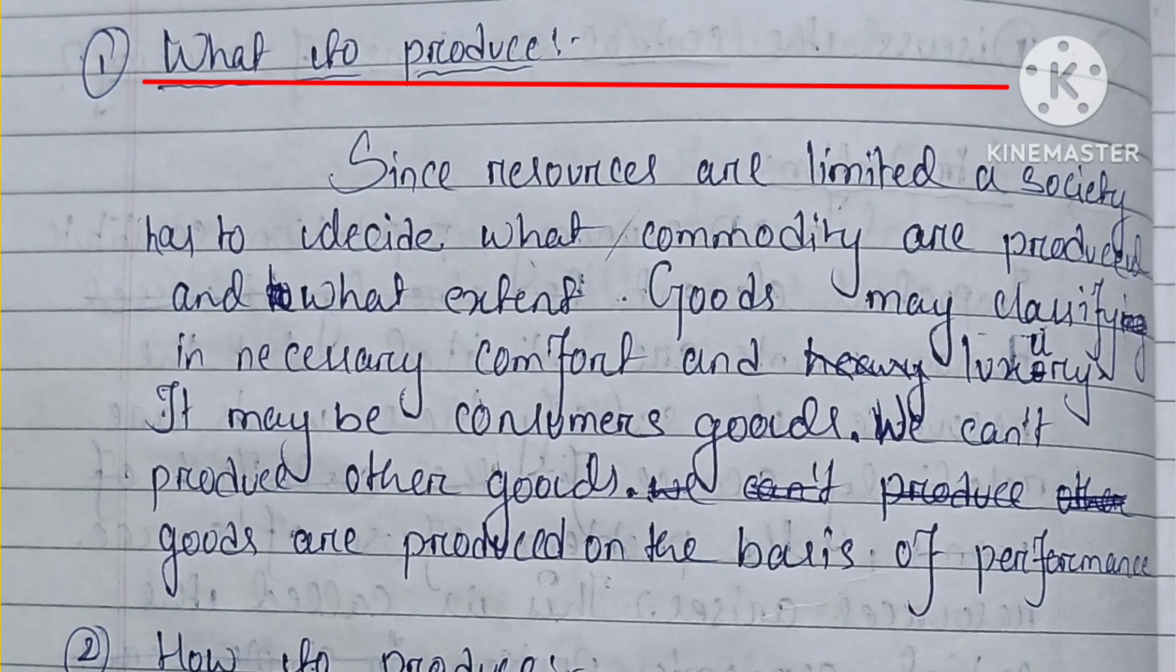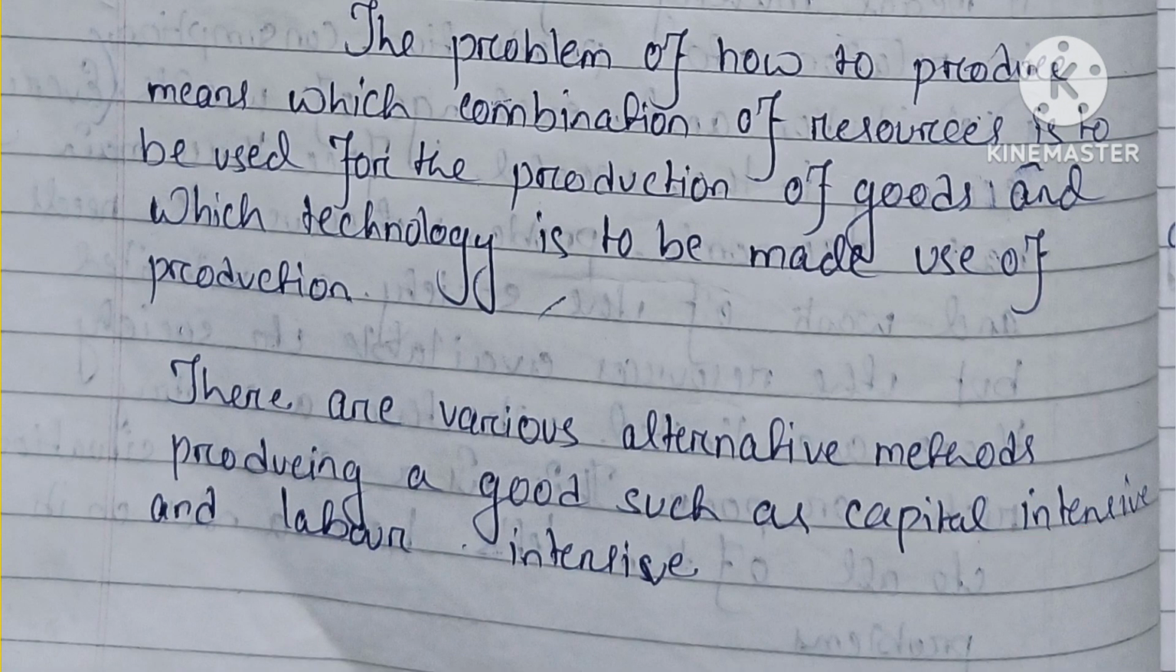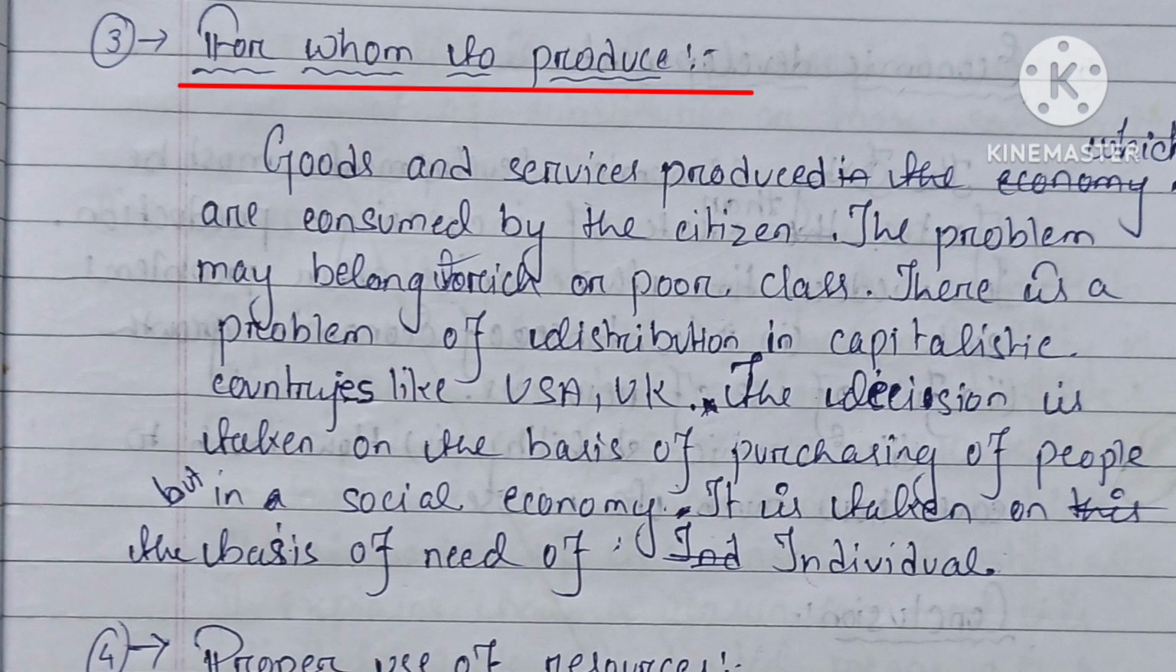Next problem is how to produce. See, the problem of how to produce is a matter of using technology in the process of production. So there are two methods. One is the capital intensive method, another is the labor intensive method. Here the producer has to choose whichever is congenial and comfortable for him. Next, the third point, for whom to produce.